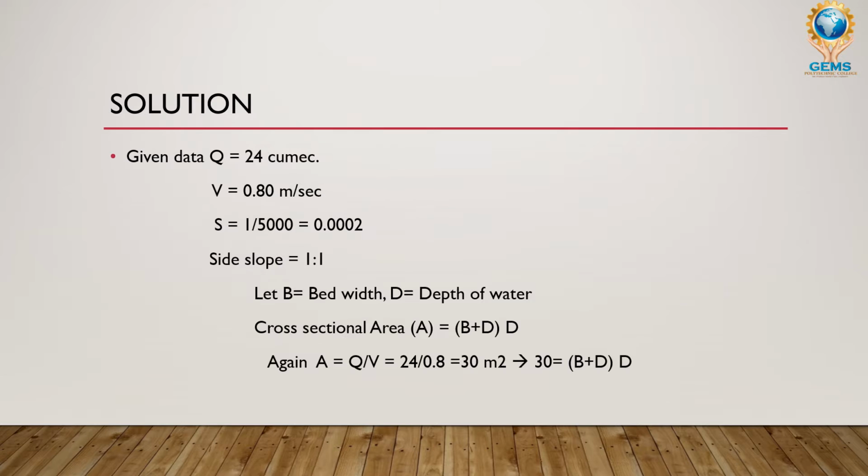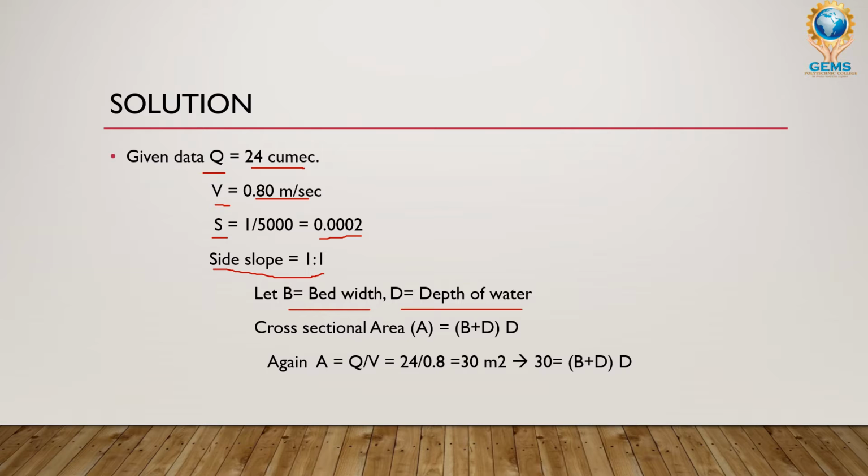Now we are going to write down the given data. Our discharge Q value is 24 cumecs. Our velocity is 0.80 meter per second, and our slope value is 1 by 5000, which means you will get 0.0002. Our side slope value is 1:1. Let B be the bed width, and D our depth of water.